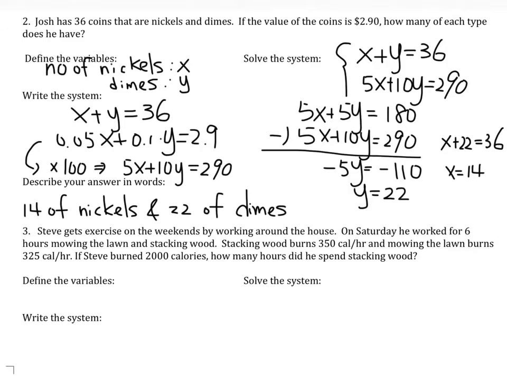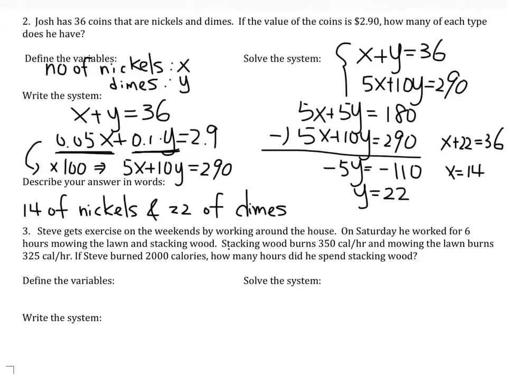Followed by, the total value given is $2.90. So we know that a nickel is worth 5 cents. A dime is worth 10 cents. So again, 0.05 times X, that's the total amount of the nickels he owns. 0.1 times Y, that's the total amount of dimes he has. And they add up to $2.90.